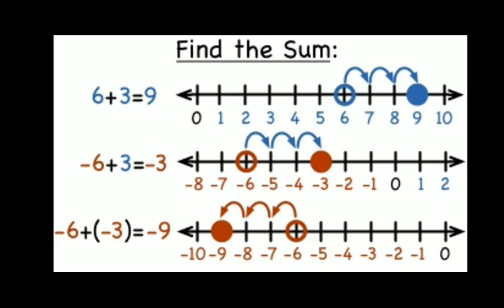In this last sum, we are adding a negative number to the first number. So we have to jump backwards on number line as shown here. So minus 6 plus minus 3 gives you minus 9.